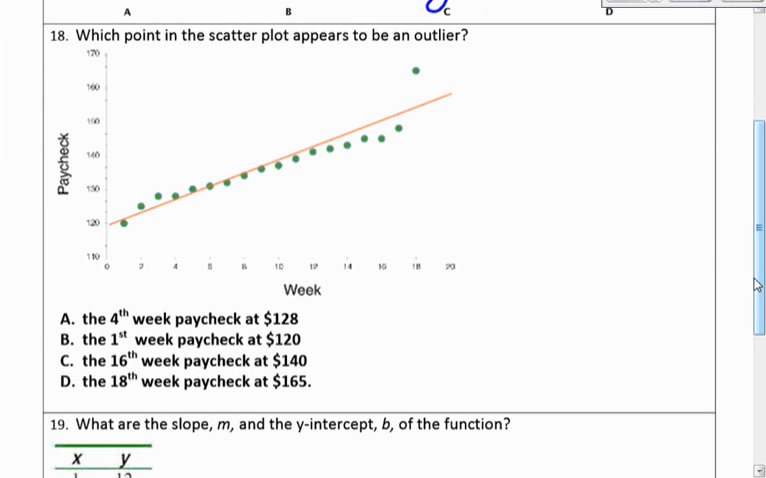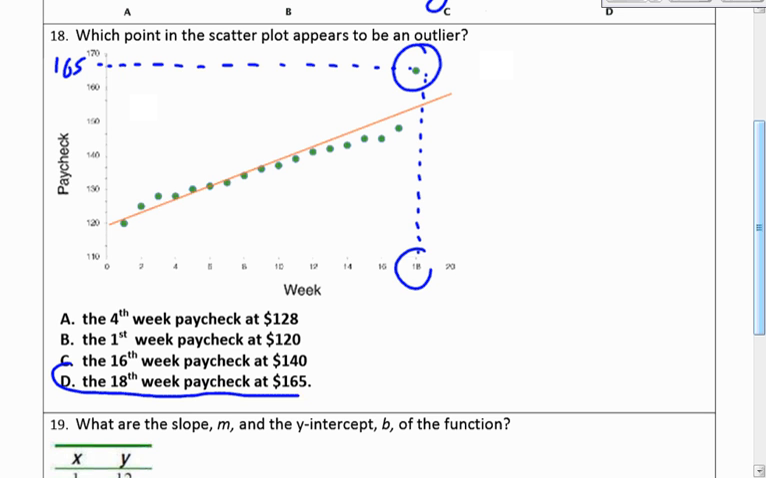Number 18 is asking which point in the scatter plot appears to be an outlier. So which one is further away, doesn't go with the rest of them. This one right here would be the outlier. If you look down, that would be at 18. And if you go across over here, it is in between 160 and 170, so that's about 165. So the best choice would be D, the 18th week paycheck at $165.